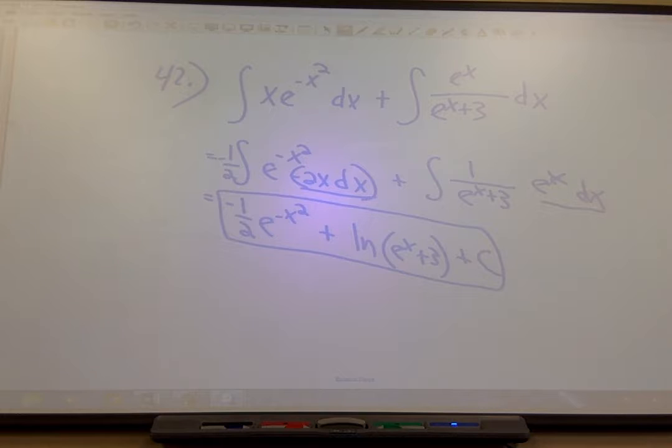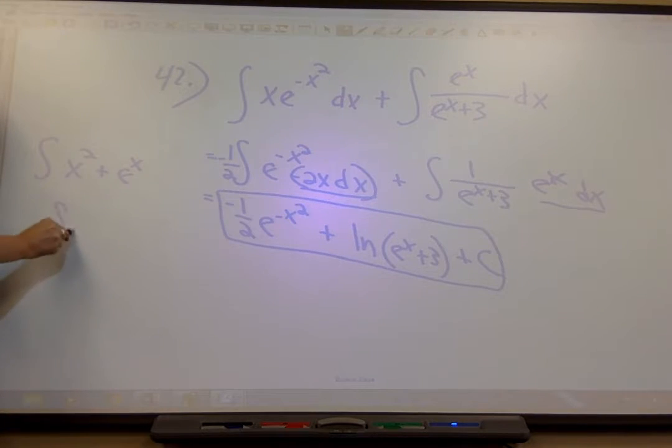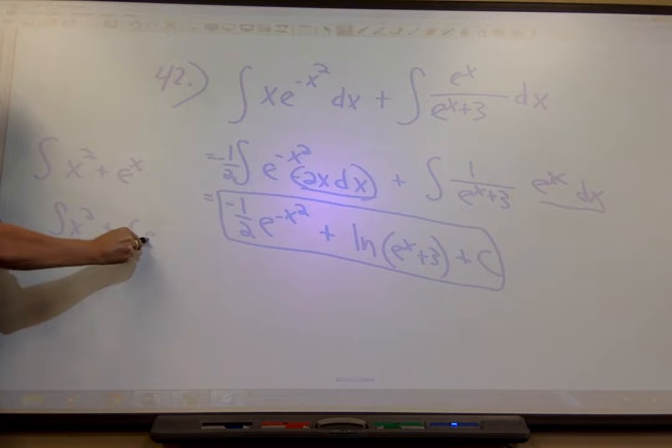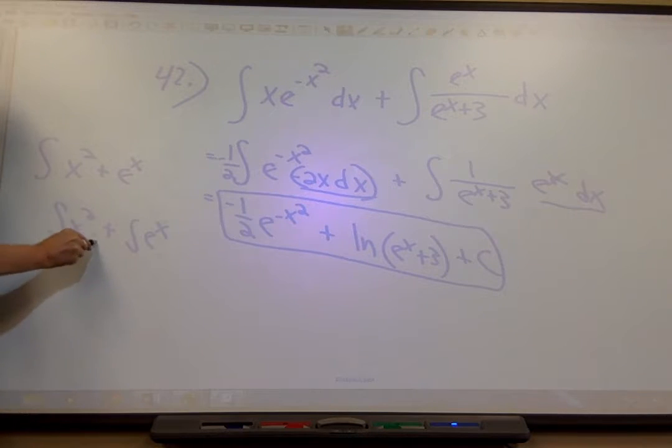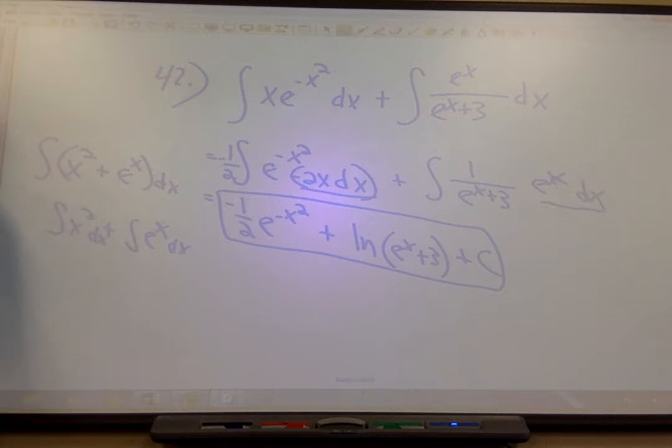Yes. Remember how we were doing these where we would have the integral of x squared plus e to the x dx? You could write that as the integral of x squared plus the integral of e to the x. Put the dx on both of them. Remember how that was written maybe like that in the last section? You could split that into two antiderivatives and do them separately. So that was much easier to think of separately. Okay?